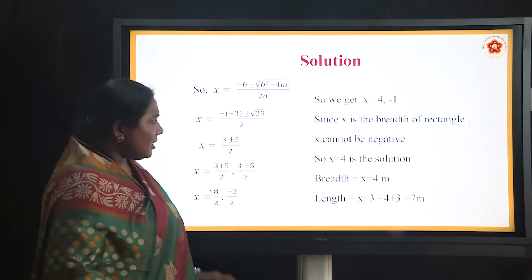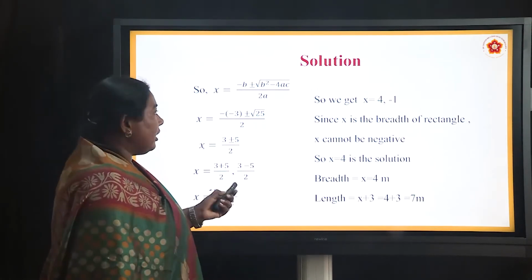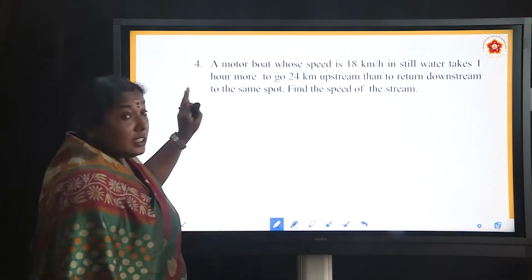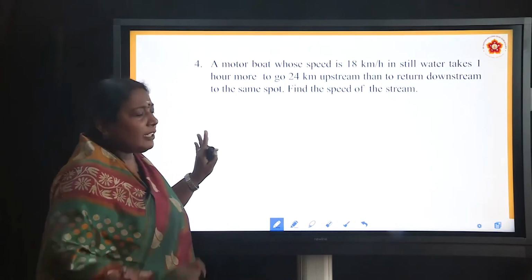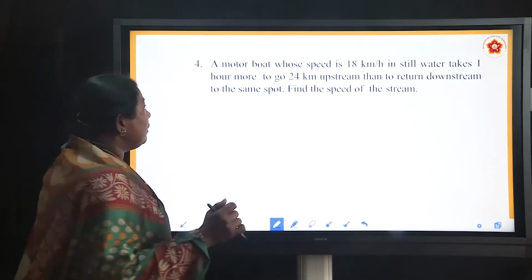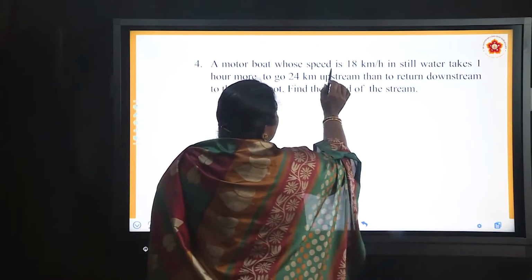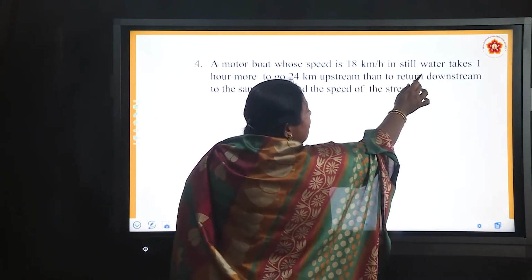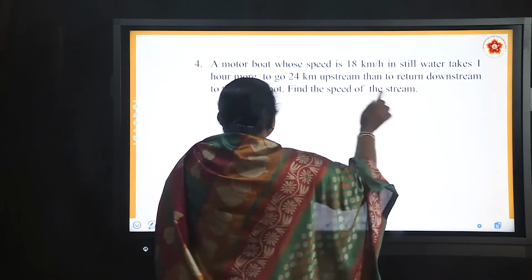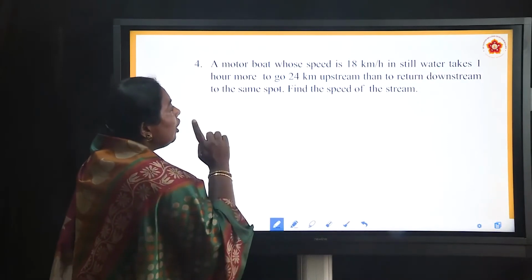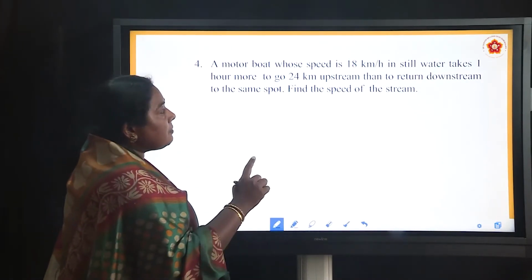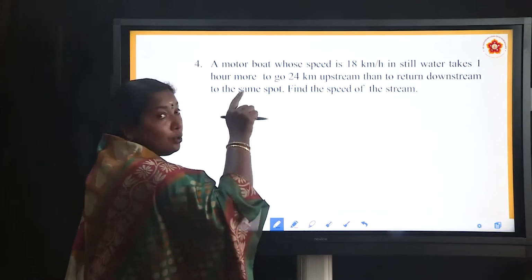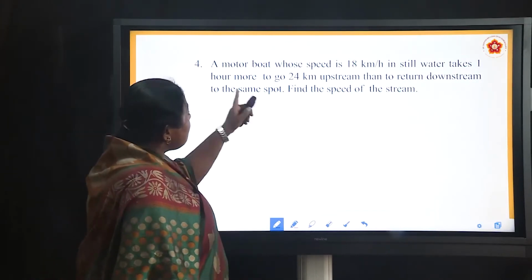Okay, easy sums only, there is no tough one. So this is a very important sum but very easy one. Please be careful in hearing. A motorboat whose speed is 18 km per hour in still water takes 1 hour more to go 24 kilometers upstream than to return downstream to the same spot.